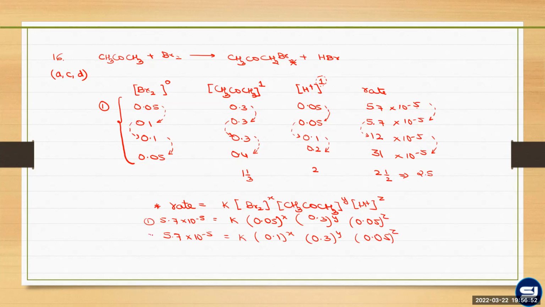Okay. Now solve the two equations, divide them. So on dividing 1 and 2, I'll get 1, k cancels. This is 0.05 upon 0.1. So what will this become after taking the ratio? 1/2 raised to x. This cancels and this cancels, the y term and the z term, yes or no? Yes. Understood or not? Yeah, I got it.